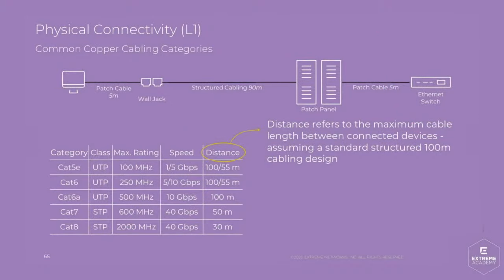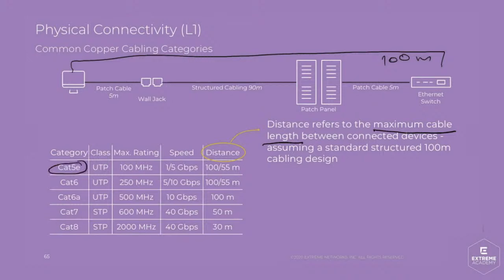Ethernet, generally speaking, has a maximum distance from the device to the switch of 100 meters. That could be one physical cable that's 100 meters long, or it could be from here to the wall plug, from the wall plug through the structured cabling to a patch panel, and from there to the switch. 100 meters, that's what you've got. Some of these are less than that. I'll give you an example. If you look at this table, Cat5e can do between 1 to 5 gigabit per second. It can do 5 gigabit per second at 55 meters and 1 gigabit per second up to 100 meters.